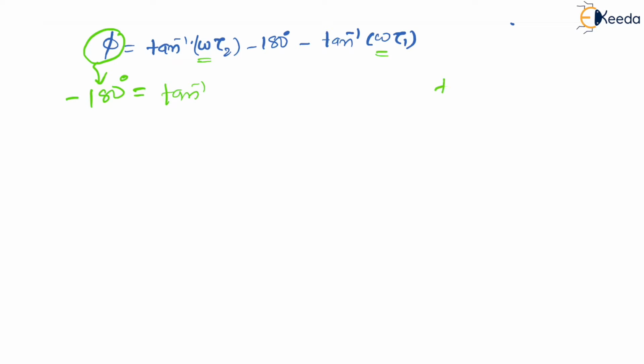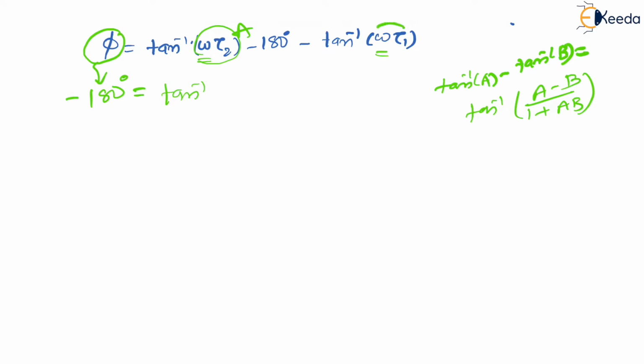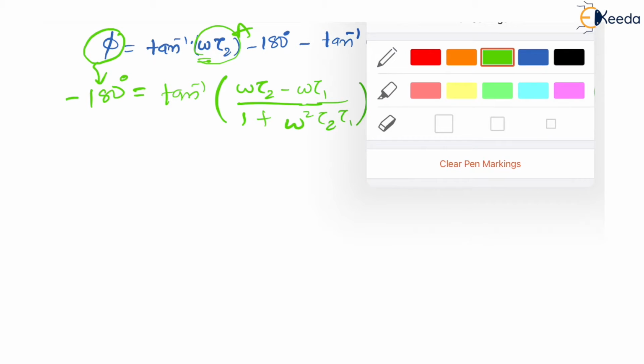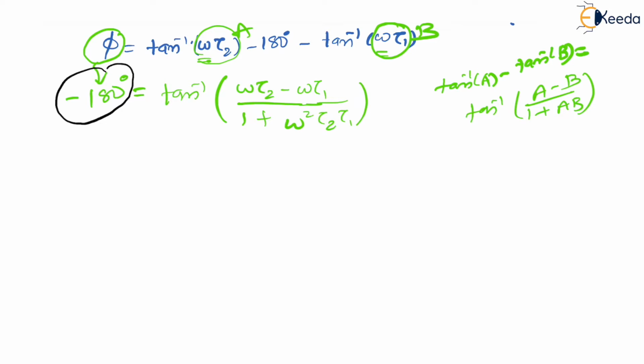If you remember the formula, what is that? Tan inverse A minus tan inverse B is equal to tan inverse of (A minus B) upon (1 plus AB). That is what we have seen. So if I apply that here, considering this is our A and this is our B, it is going to be tan inverse of A minus B. So A is omega tau 2 minus B is omega tau 1, divided by 1 plus A into B. What is A into B? It is omega tau 2 into omega tau 1, so omega squared into tau 2 into tau 1. Is that correct? Yes.